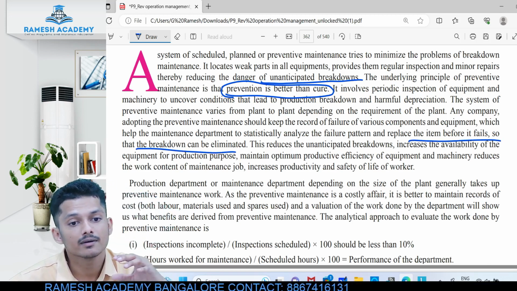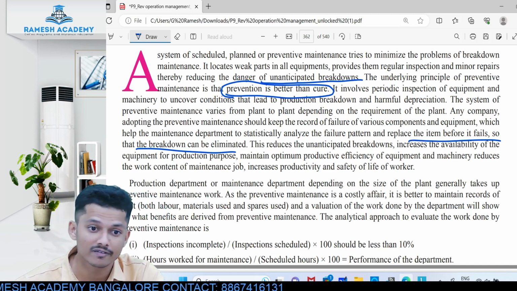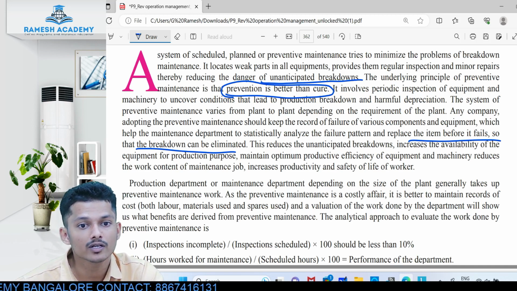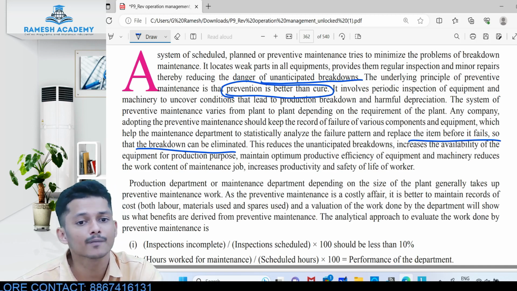Okay, by regularly checking the machines, which is doing well, which is not doing well, and making the proper repairs then and there, breakdown will be eliminated. That means the machine won't break down because you are taking proper measures.